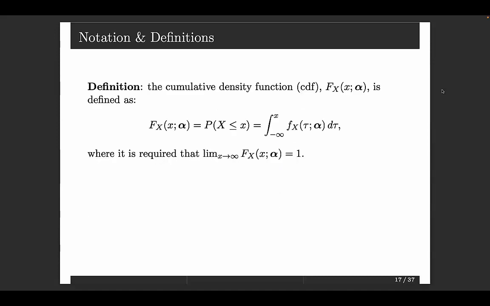From the PDF, we can also obtain the cumulative density function, or CDF, which is denoted by a capital letter F sub X. The probability of the random variable X being less than or equal to some lowercase x, which is a specific instance of X, is computed by the integral from negative infinity to x of the PDF f of tau d tau. In this equation, tau just represents a dummy variable. Note that because the total area under the curve of the PDF is equal to 1, the limit of F of x as x approaches infinity must also equal 1. It generally asymptotically reaches 1.